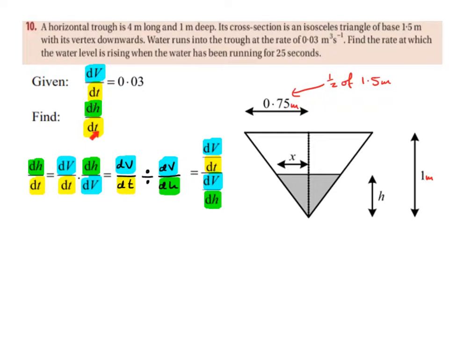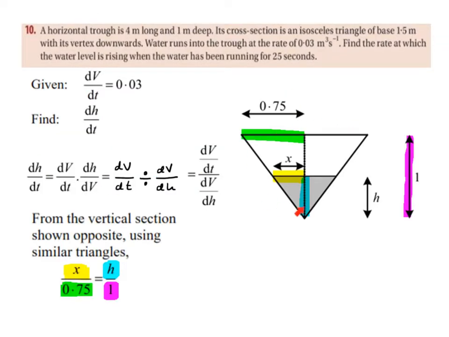So we want to find dh/dt. So dh/dt is dV/dt multiplied by dh/dV. So notice that we just put dV as a numerator and dV again as a denominator. Since we've multiplied above and below by the same thing, we haven't actually changed the value of it. So dV/dt multiplied by dh/dV is the same thing as dV/dt divided by dV/dh. So we change a multiply to divide, and we flip dh/dV upside down to get dV/dh.